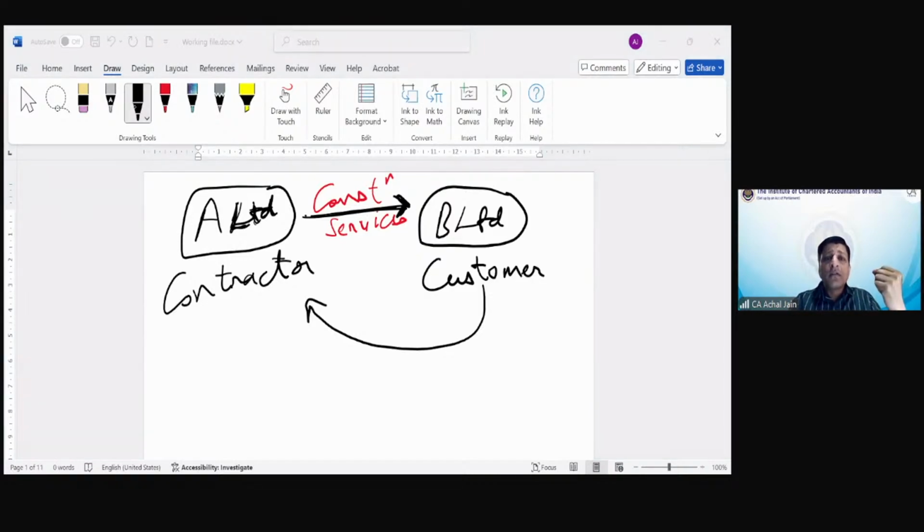Very good. So Lowry says consideration. Vaishnavi says consideration. Anurag says consideration. Great. So now, B Limited will provide consideration. Consideration means money. Yes, of course, money.